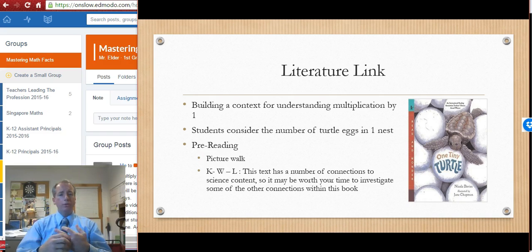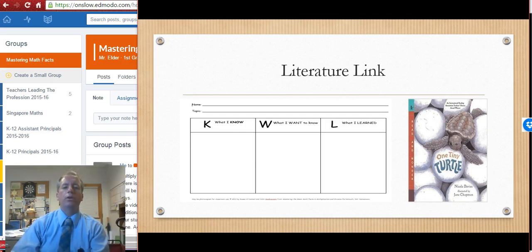So if you're going to do that, then we encourage you to use the KWL chart, and I'm sure you're all familiar with KWL. I like to think that the K, instead of what I know, is sometimes with kids, what I think I know, and then the W, what I want to know or what I want to learn, and things I've learned. So if you're using this text as more than just the mathematics, then you may want to do something like the KWL that you can revisit after the text.